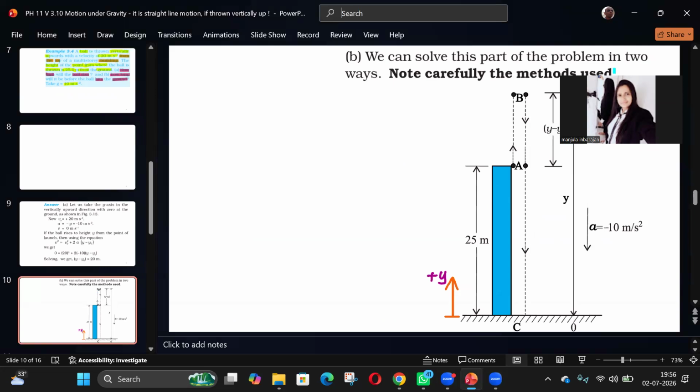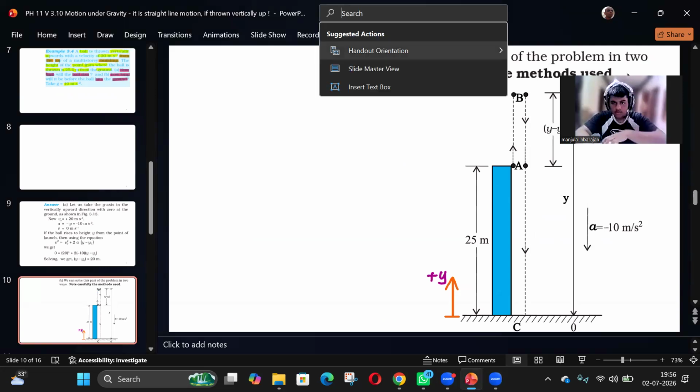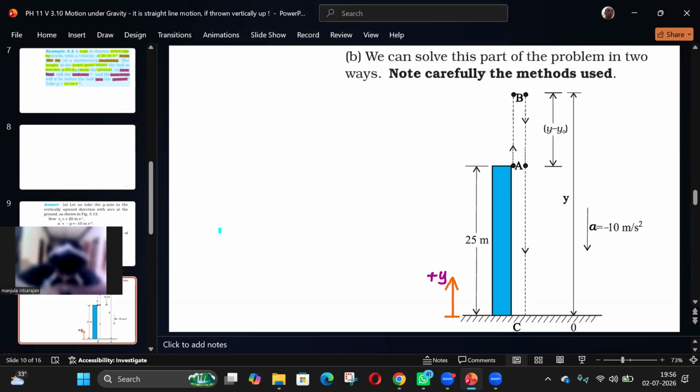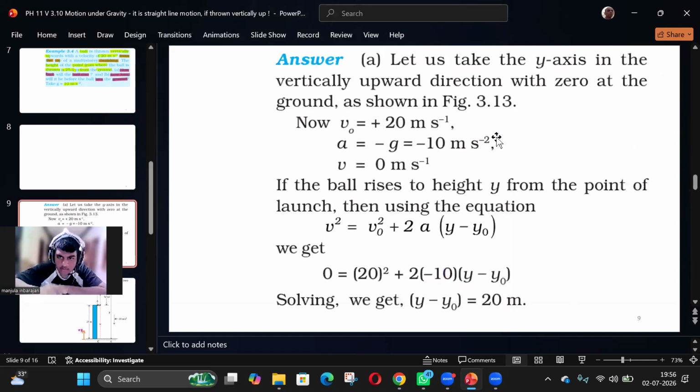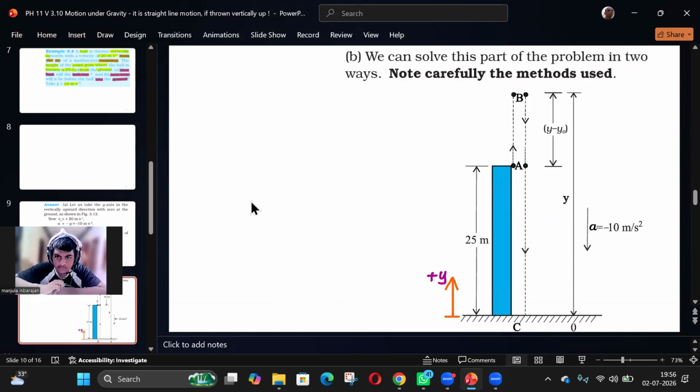Got the answer? Doing. Okay, okay. You got the height reached. That's the first part, no? Yeah. How much is it? 25 meter per second. Now they are given acceleration of minus 10 meter per second.